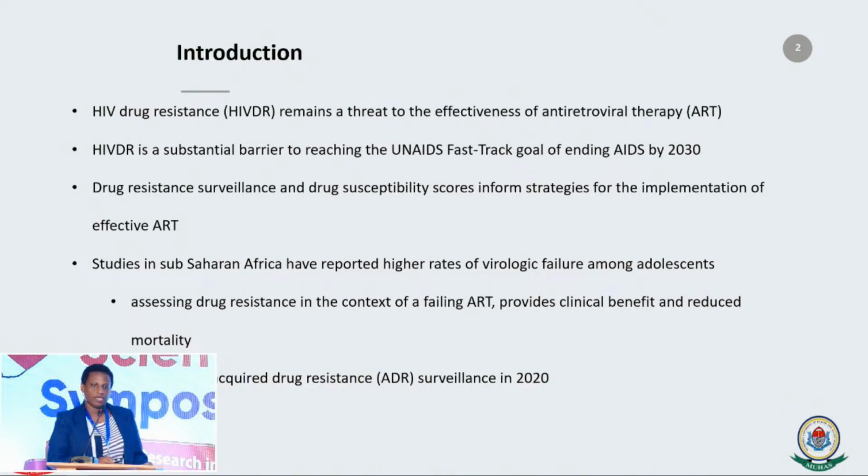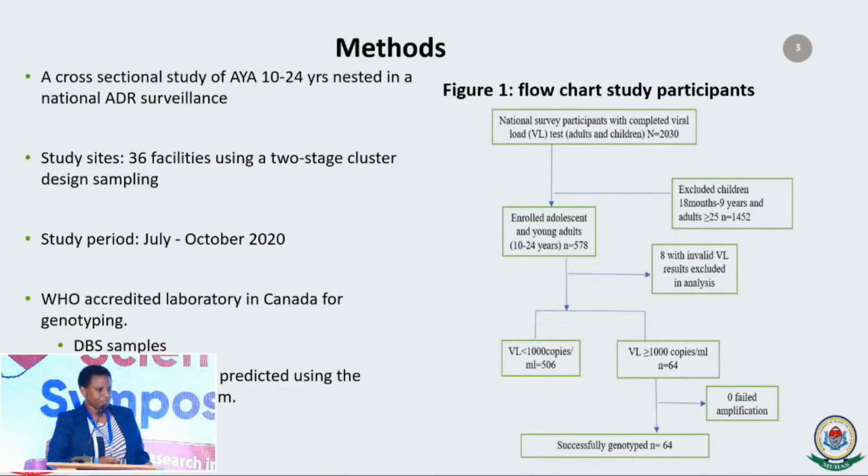So basically, I'm presenting the evidence that we did a cross-sectional analysis from the first national drug resistance surveillance that was looking into acquired drug resistance, which was done in the year 2020. So the age group we included in this analysis is the young adolescents as much as young adults, so 10 to 24 years of age. And the study sites here were about 36 facilities, and these were sampled to at least represent 90% of the care and treatment clinics in the country for the surveillance purpose, using a two-stage cluster design, whereby they first select the clusters, and from each cluster, now we randomly select the participants.